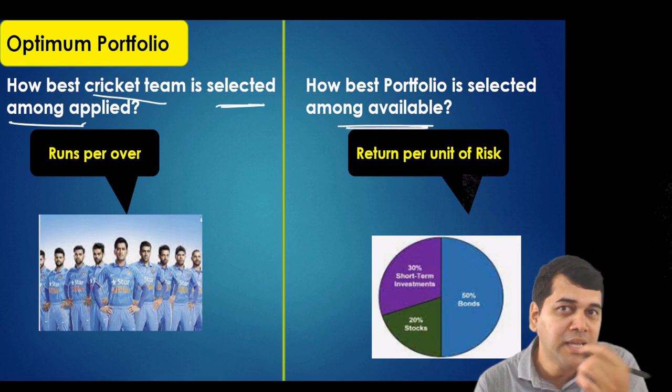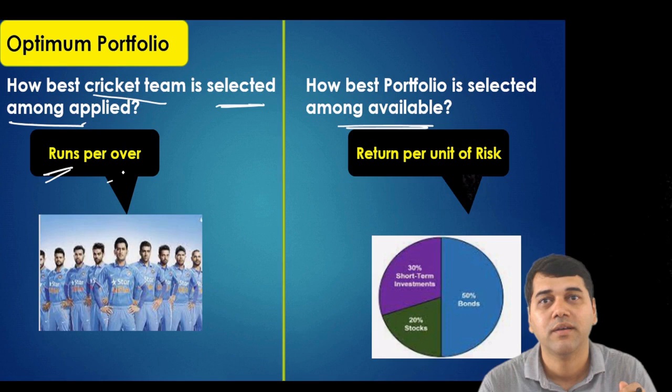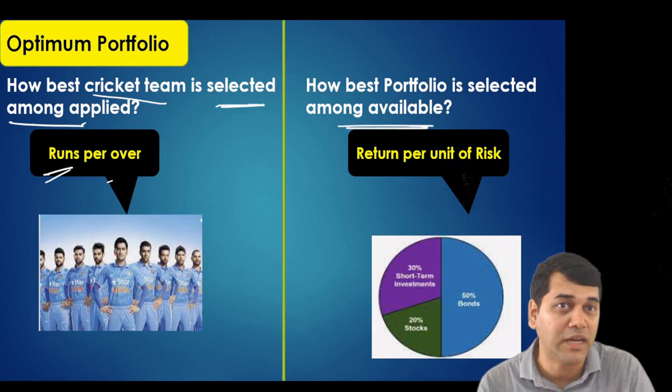So what will I do? All the players will come. I will say, okay, play. I'll give one over. Whoever gives me the highest runs within that one over, can I consider them the best players? Because I don't know who is there. On what basis will I select?